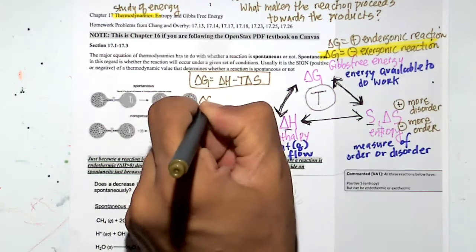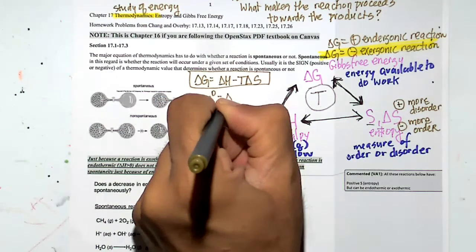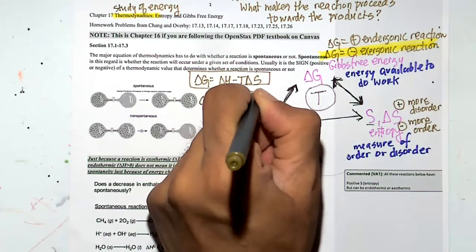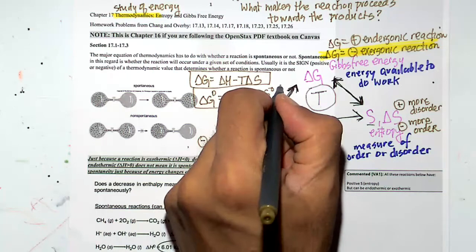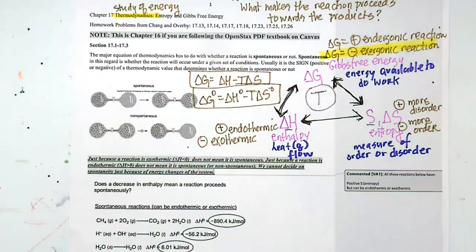There's also delta G naught equals delta H naught minus T delta S naught. This is what's called standard state.